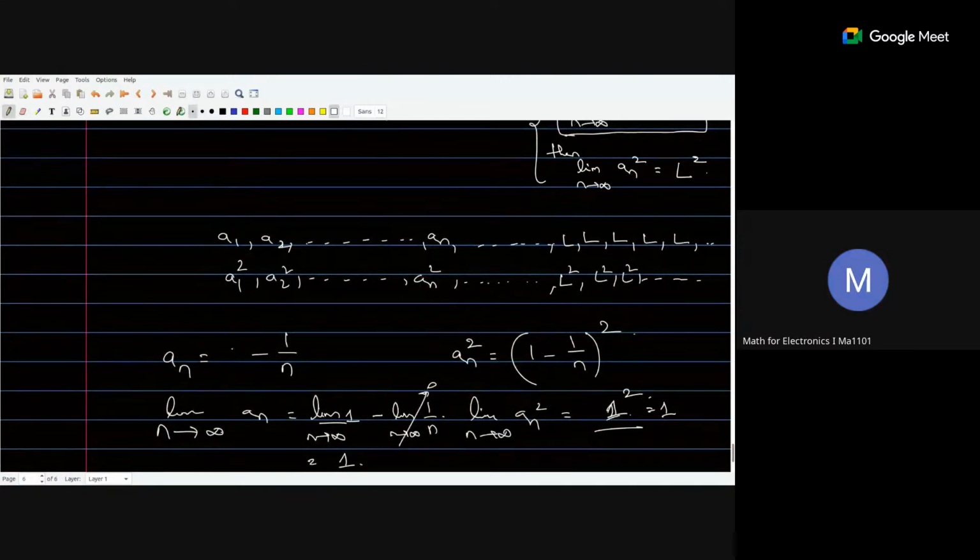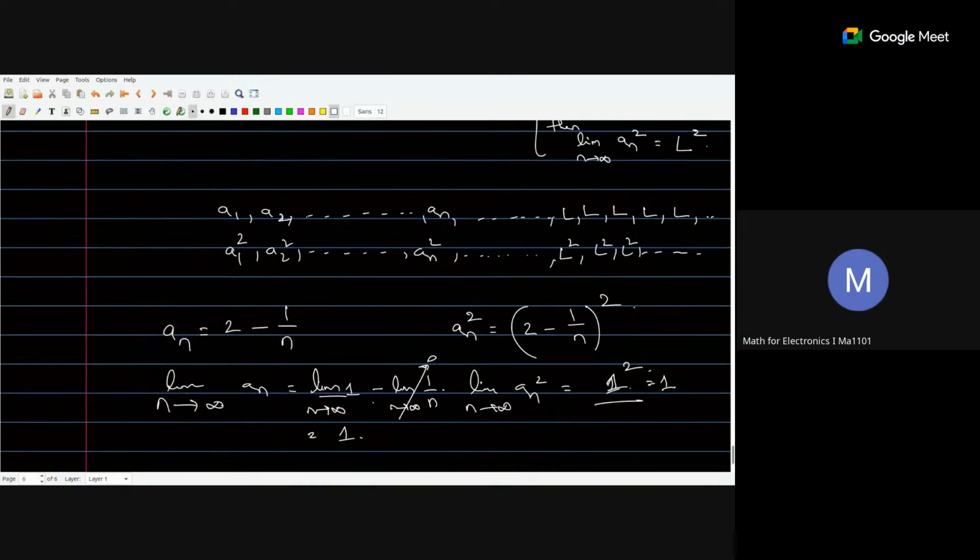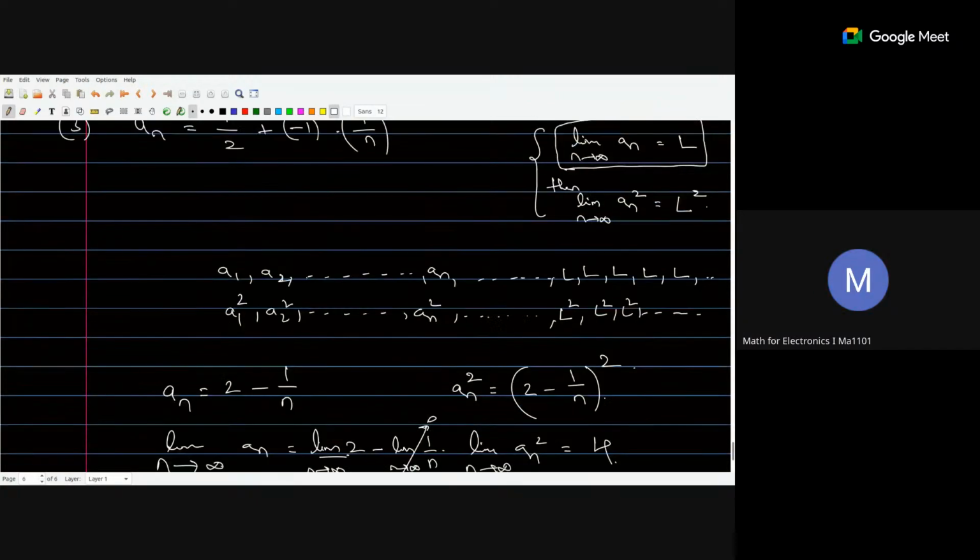If you take 2 and 2 here, you will observe that this will go to 2 and this will go to 4. Yes, sir. Okay. So that is what it states.